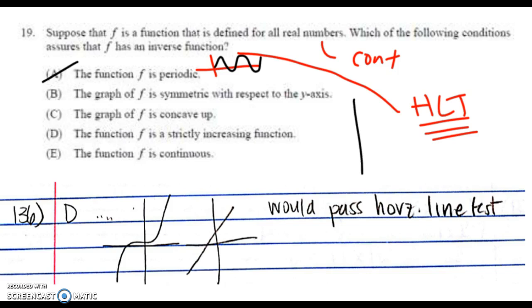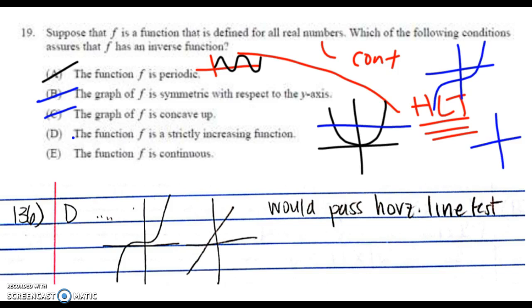Symmetric with respect to the y-axis, that means this. I can see pretty quickly once I draw a function that's symmetric to the y-axis that it fails. Concave up, that's another concave up, so that fails. Function is strictly increasing, so something that is strictly increasing would be something like this. Something like this. Both of those pass the horizontal line test. Function is continuous, well, sine is continuous, but unless it's a restricted domain, it doesn't have an inverse. This quadratic is continuous, but unless you restrict its domain, it doesn't have an inverse, so it has to be D.